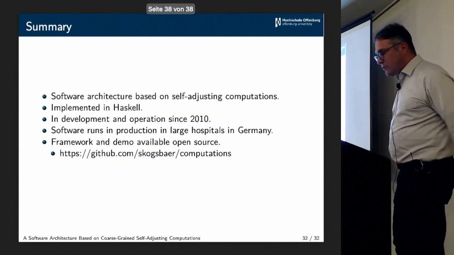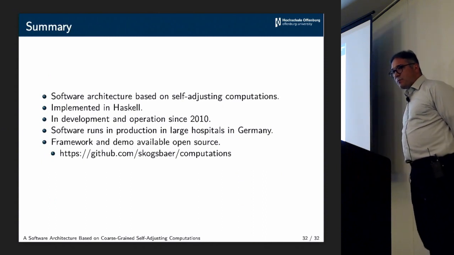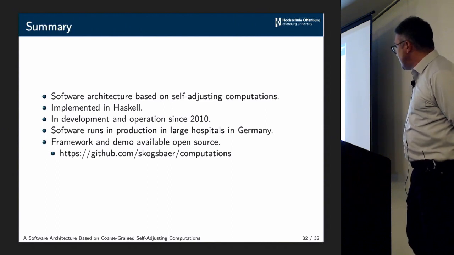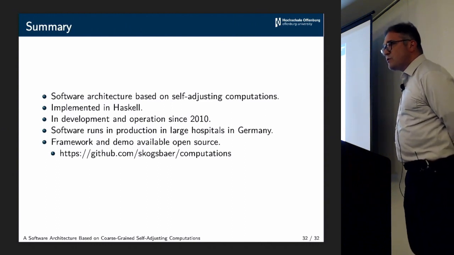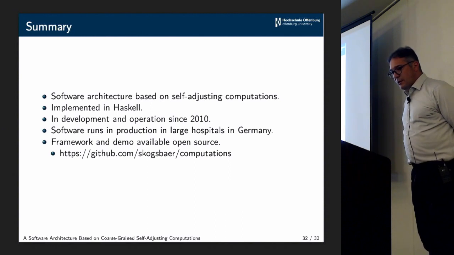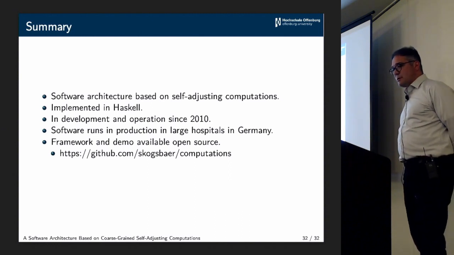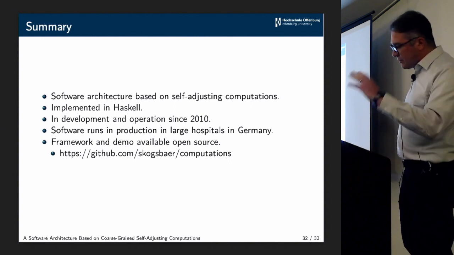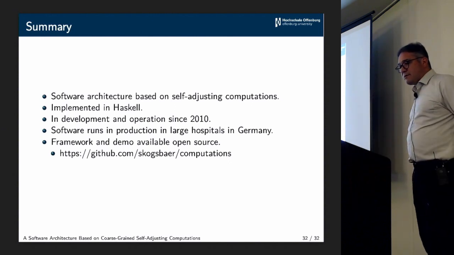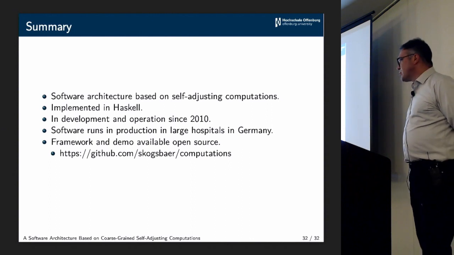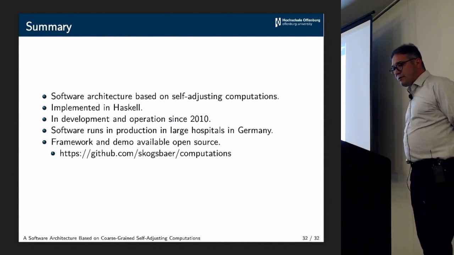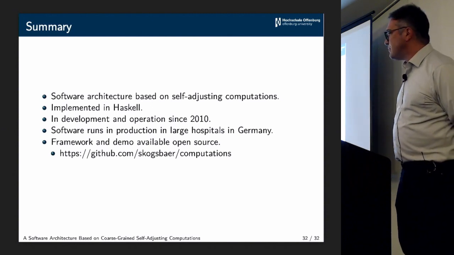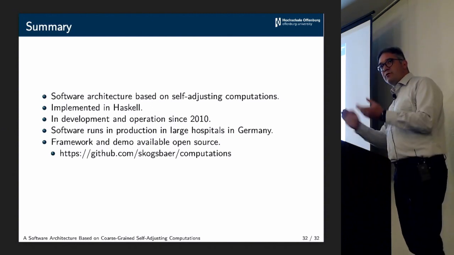Okay, so short summary. What I've shown you is a software architecture based on self-adjusting computation, implemented in Haskell, in development and operation for now 13 years. The software runs in production, and you can access the framework. It's not the original framework, I simplified it slightly, but it's taken from the production code. You can access this in the GitHub repository, where you also find the demo code. Thanks for listening, and feel free to ask any questions.